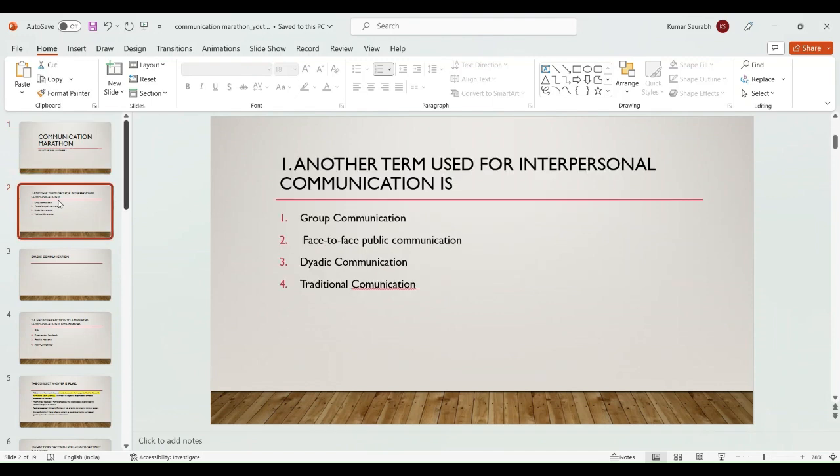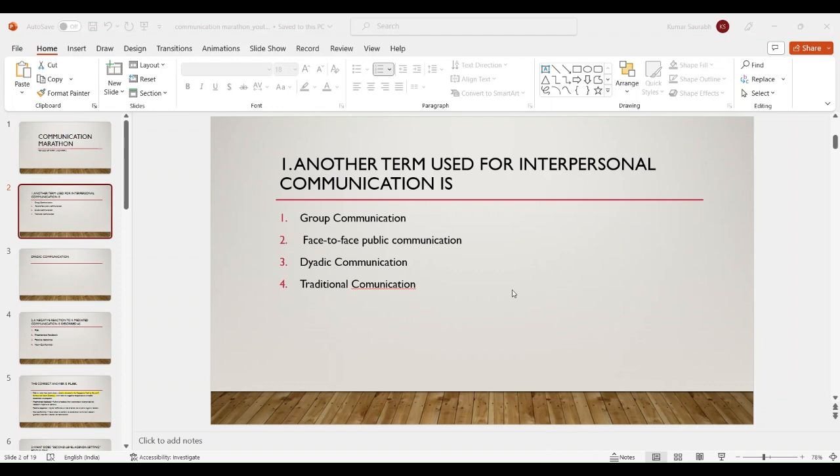So the first question is, another term used for interpersonal communication is group communication, face-to-face public communication, dyadic communication, and the fourth is the traditional communication. So I hope you get the right answer. So the right answer here is dyadic communication.